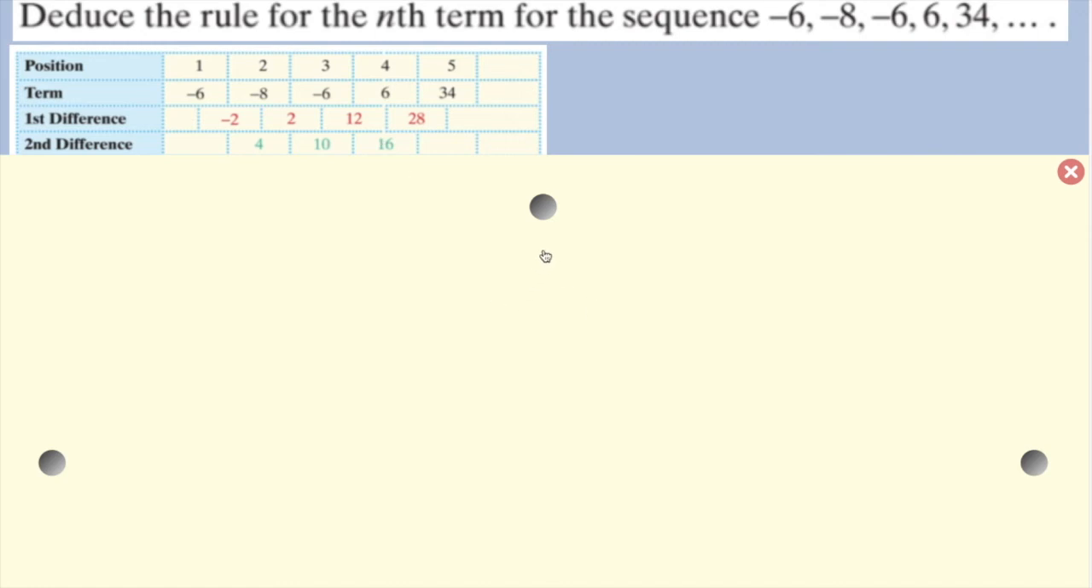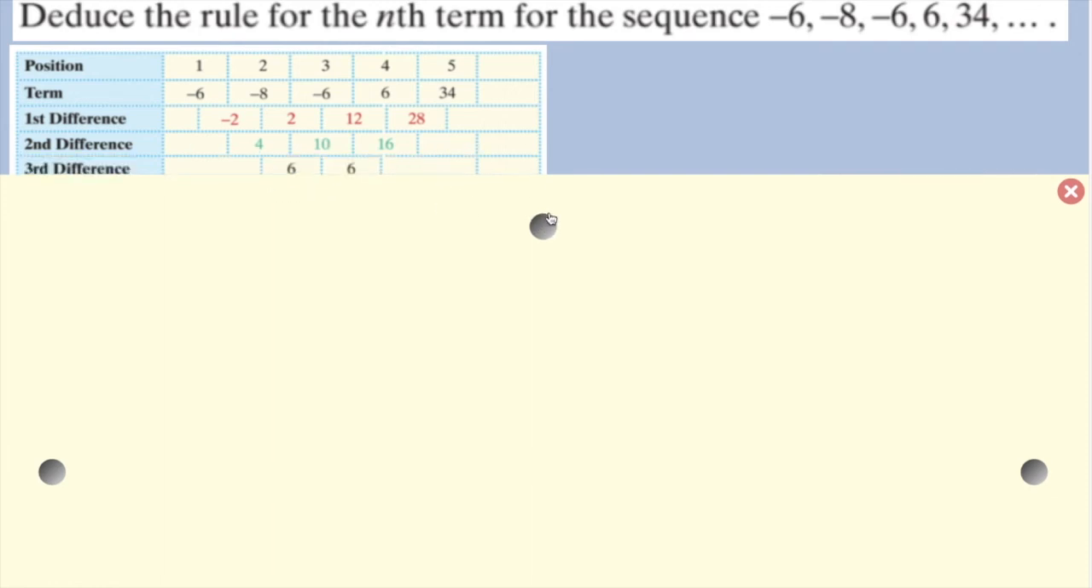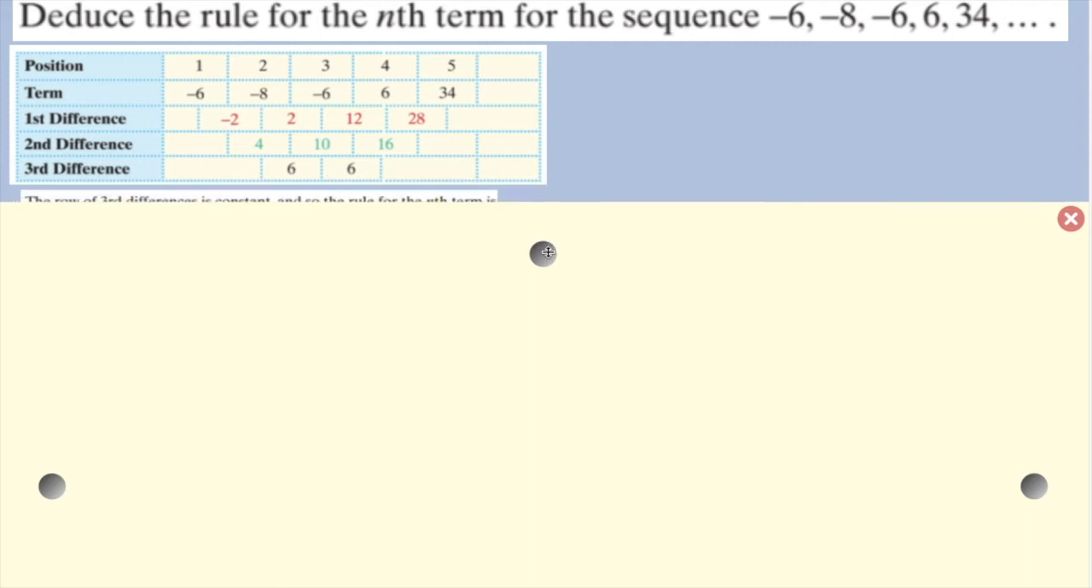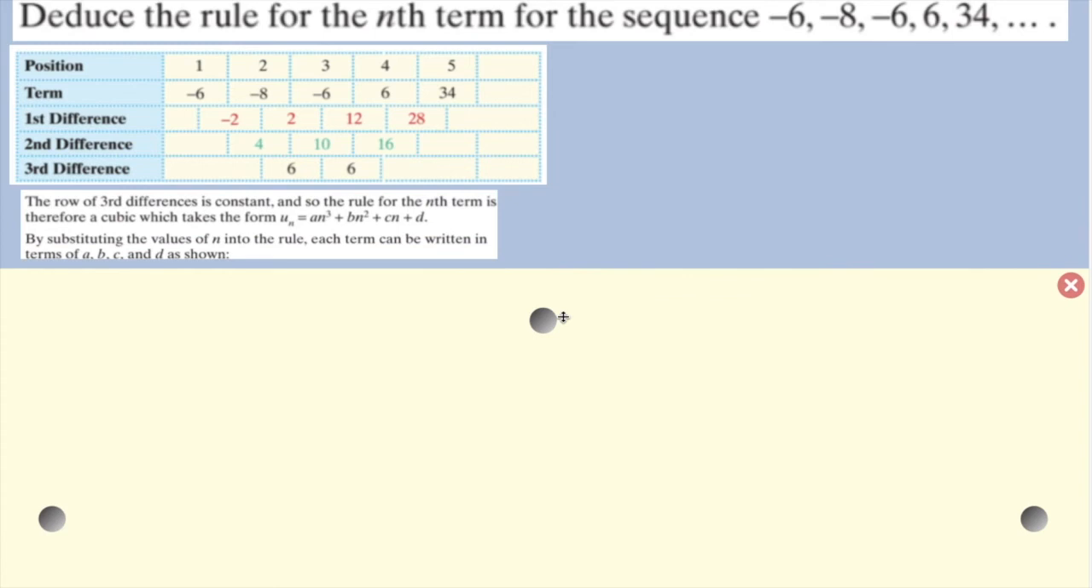From here, we still haven't gotten that they're all the same. Well, we find, yeah, you guessed it, the third difference. So 4 and 10 is 6. Okay, 10 and 16 is 6. Okay, so we found it. All right. So the row of third difference is constant.